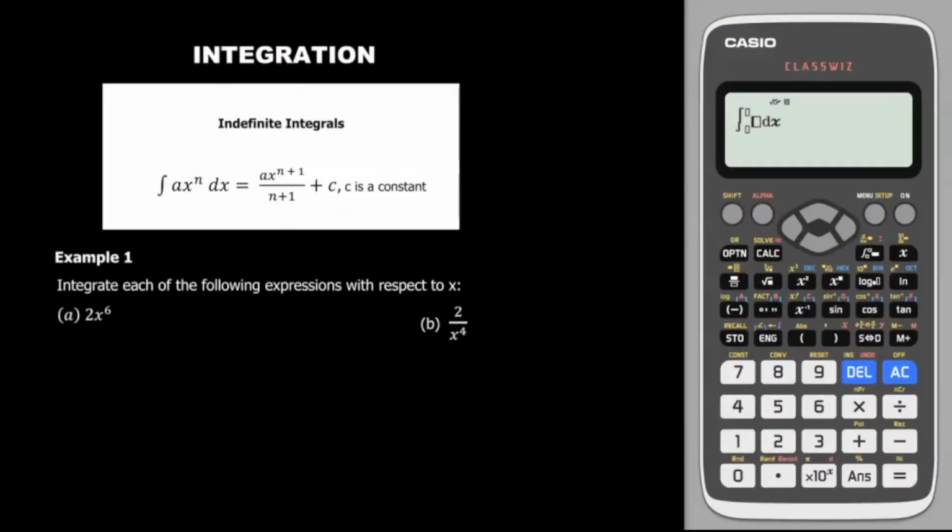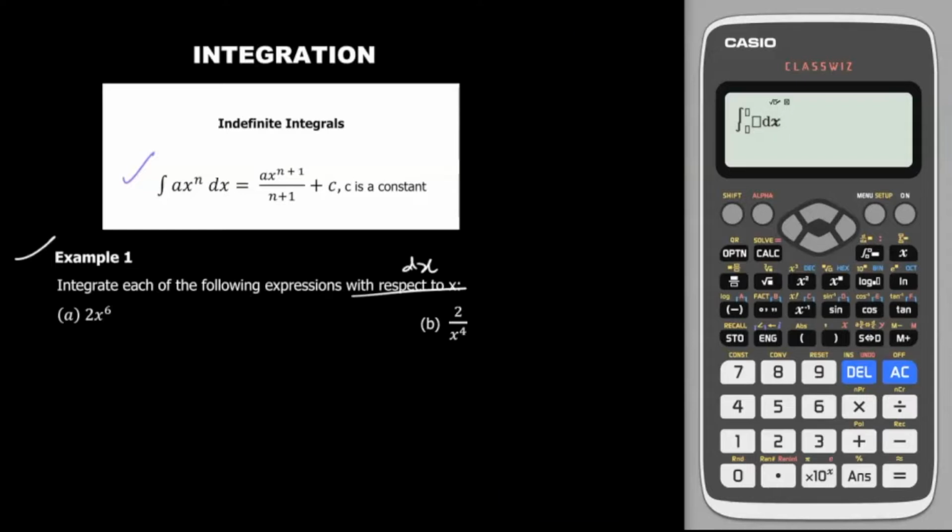For indefinite integrals, we have to memorize the formula. So, integration of ax power n dx is equals to ax power n plus 1 over n plus 1 plus c, whereby c is a constant. Okay, let's look at example number 1. Integrate each of the following expressions with respect to x, means find integration dx.